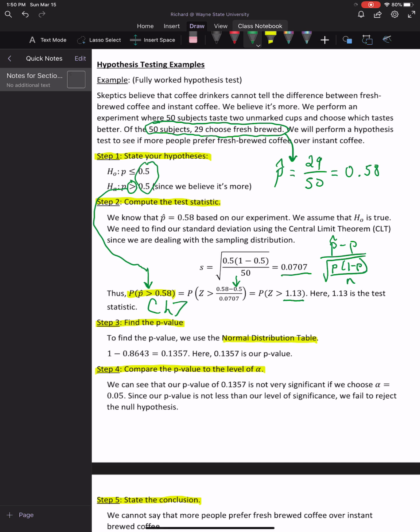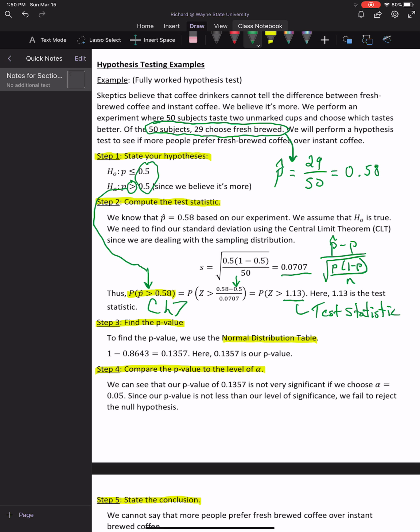Now I want to pause here because this is 1.13. This is your test statistic. Okay, so somebody asked you on the test, what's the value of the test statistic? It means you got to get the z-score. There it is, 1.13. Okay, so that's the computation for the test statistic.